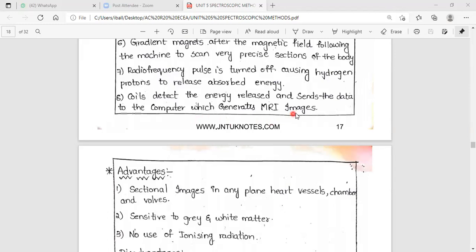Finally, we get an image. The image is generated by the computer attached to the MRI scan. The MRI scan is attached to a computer, producing the MRI image, which we take as a scan, just like a film.